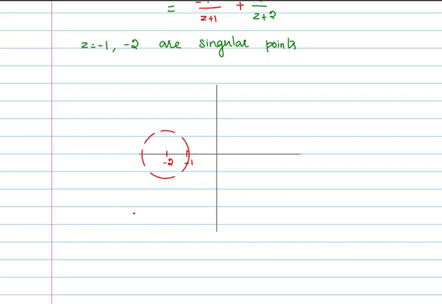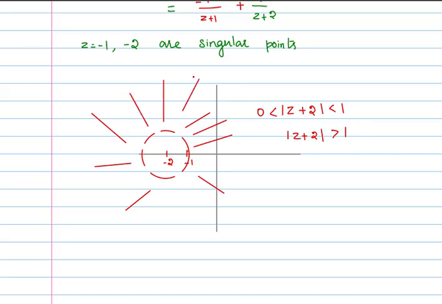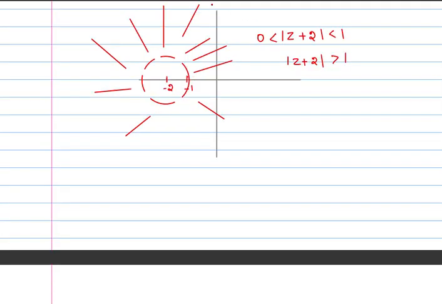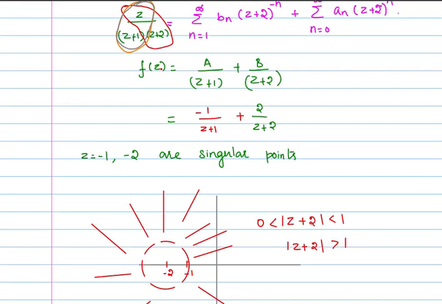So our region is mod of (z plus 2) greater than 0 and less than 1. This is a circle, and clearly minus 1 is not part of it, while minus 2 is inside the circle. Then further, the region mod of (z plus 2) greater than 1. These are the two regions we are finding. In the first region, minus 2 is inside the circle, so we get all negative powers only.